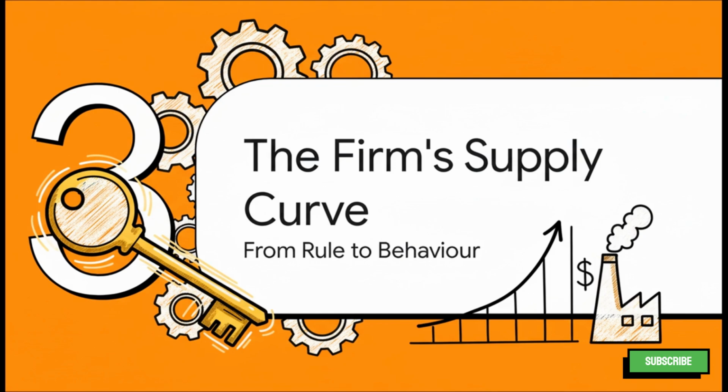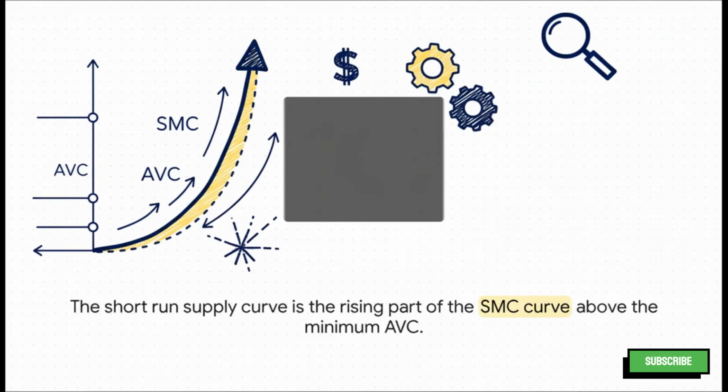It's pretty cool how it works. Let me show you. So check this out. The firm's short-run supply curve is actually hiding in plain sight. It's the rising part of the short-run marginal cost curve, but only the part that's above the minimum point of the average variable cost curve.